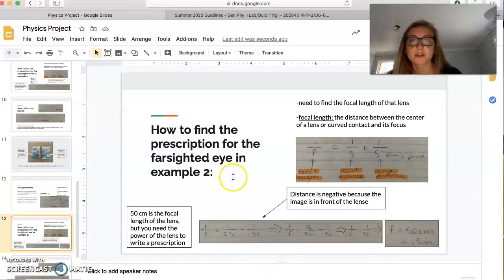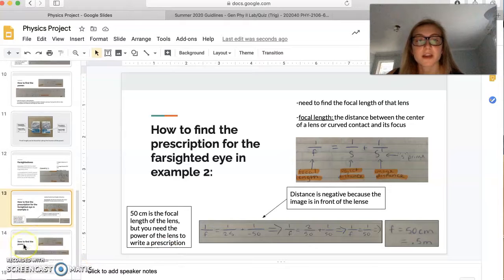So to find the prescription, we again need to find the focal length, and it's different this time for the object distance and image distance. So the object distance is 25 centimeters and the image distance is negative 50 centimeters. So ultimately the focal length, once we solve it, is 50 centimeters or 0.5 meters.